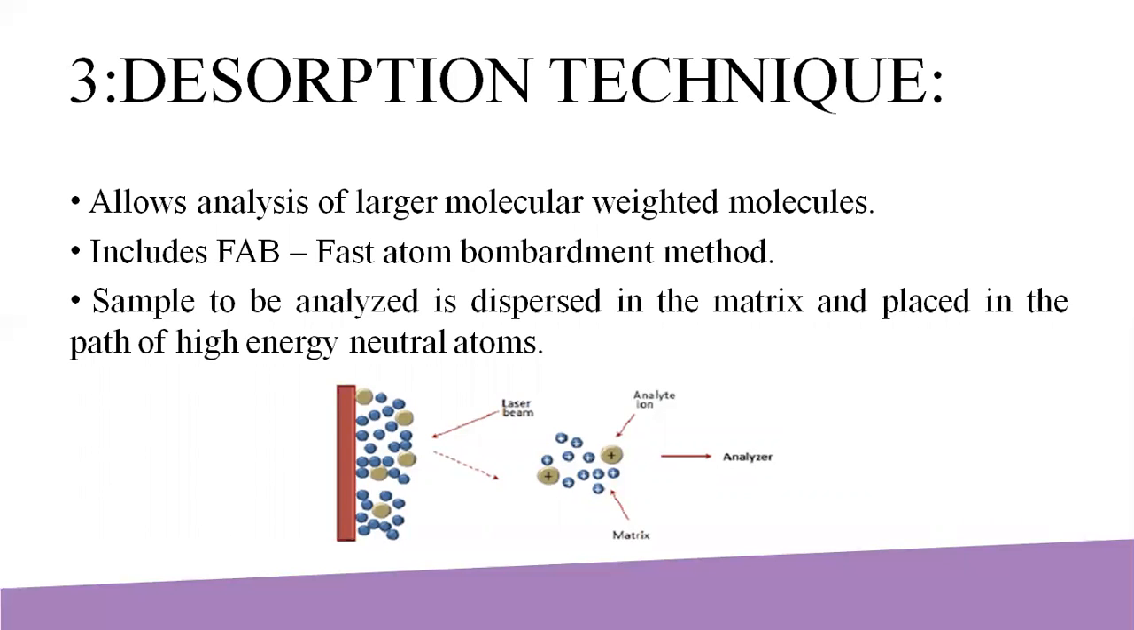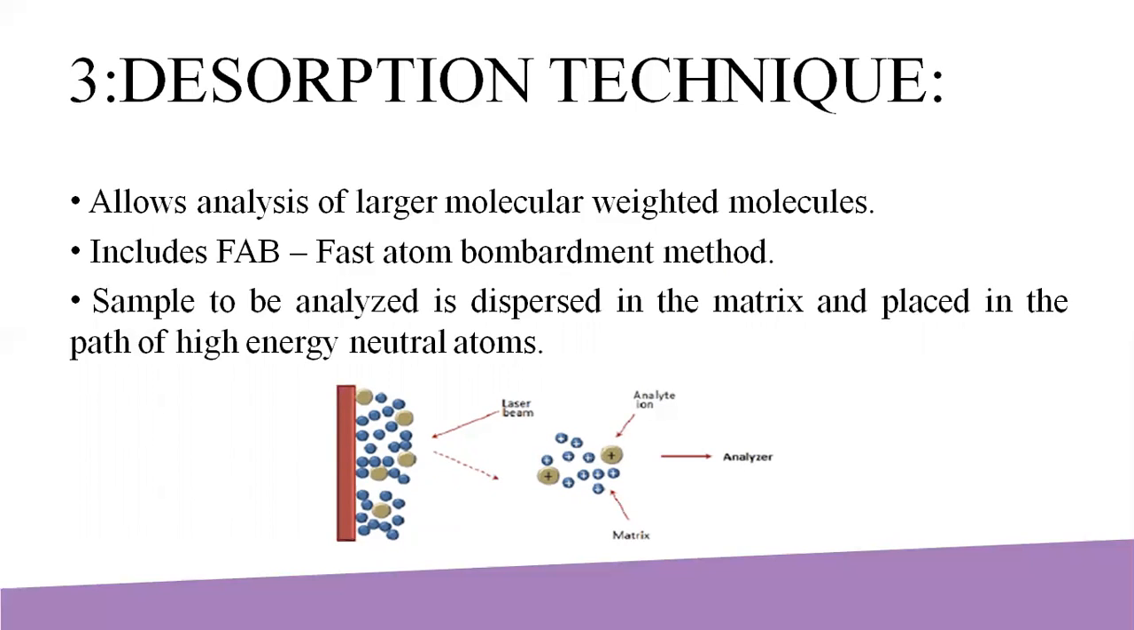It allows analysis of large molecular weight molecules. It includes FAB, that is the fast atom bombardment method. Fast atom bombardment is an ionization technique used in mass spectrometry, in which a beam of high energy atoms strikes a surface to create ions. When a beam of high energy ions is used instead of atoms, as in secondary ion mass spectrometry, the method is known as liquid secondary ion mass spectrometry.